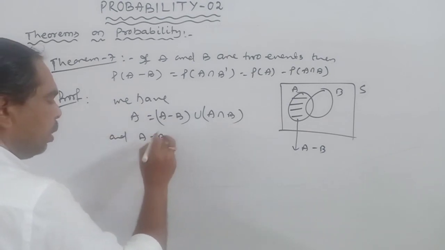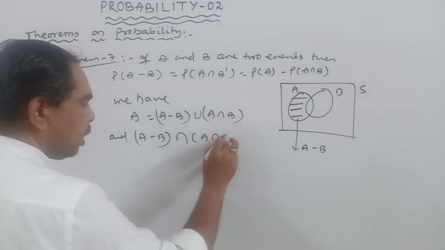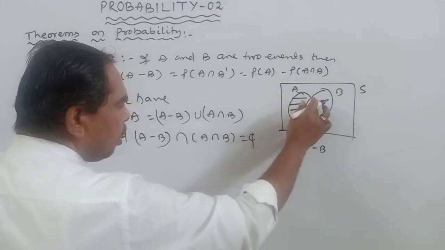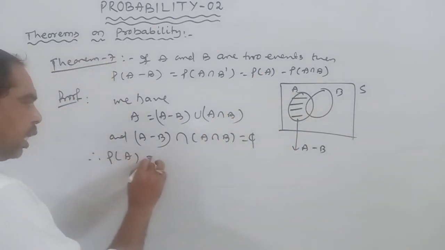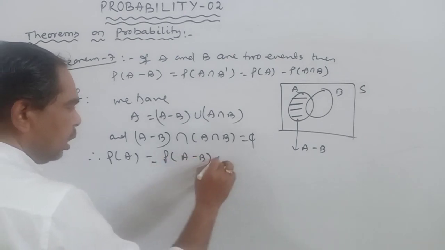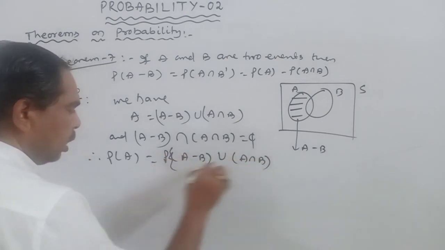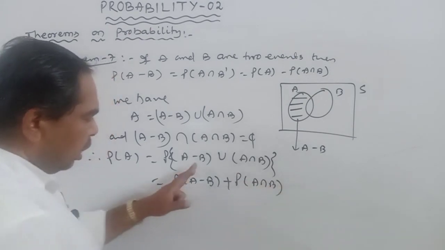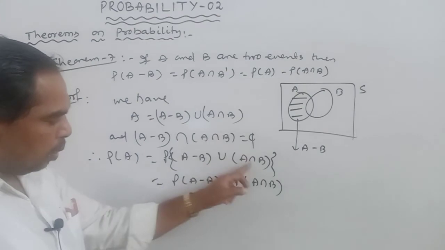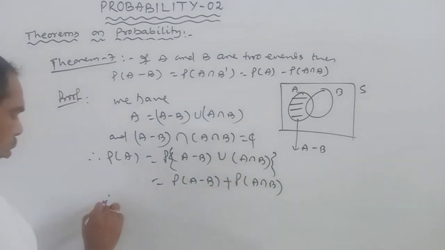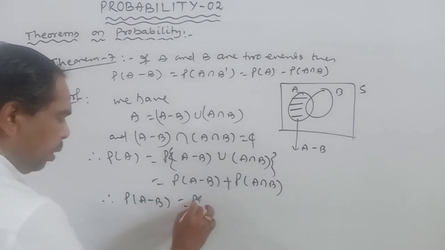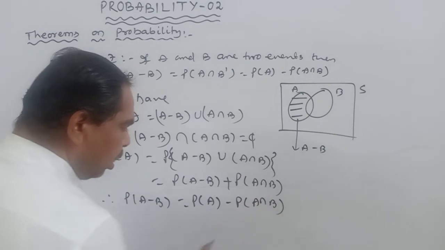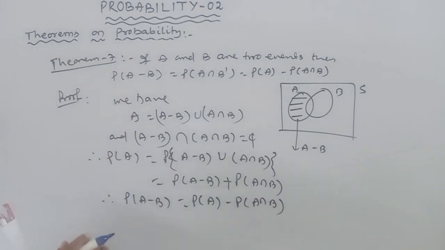And A minus B intersection A intersection B is equal to phi, meaning there is nothing common inside, no common element. Therefore P of A is equal to P of A minus B union A intersection B, which is equal to P of A minus B plus P of A intersection B because they have no common element. So P of A union B equals PA plus PB. Therefore P of A minus B is equal to P of A minus P of A intersection B.